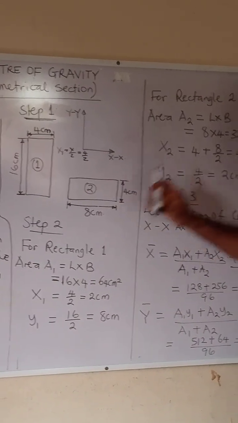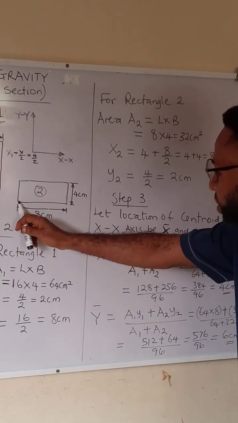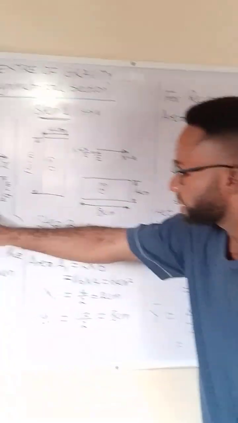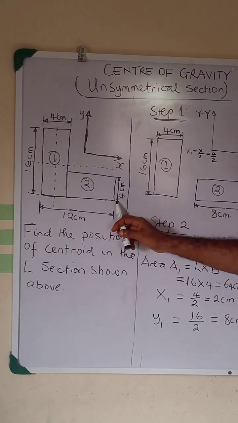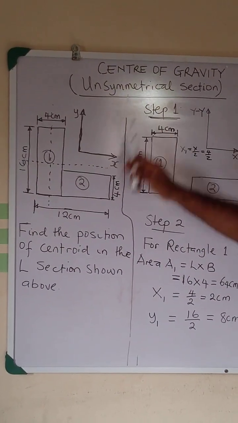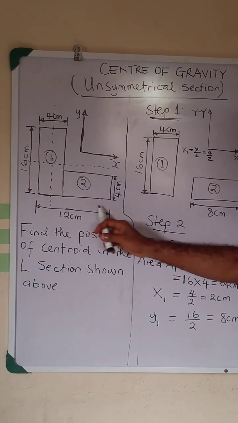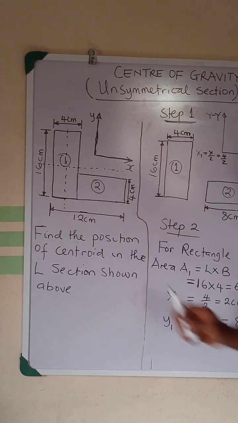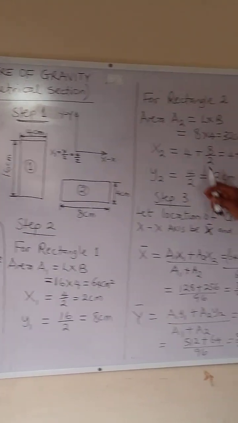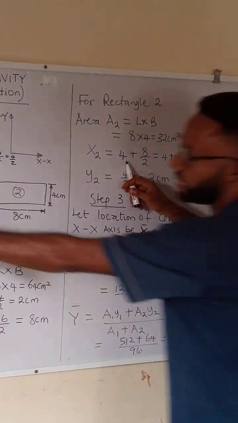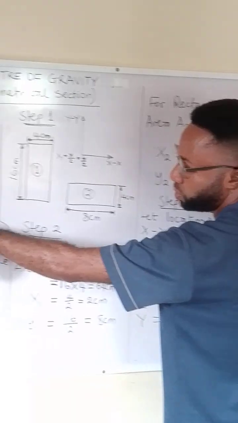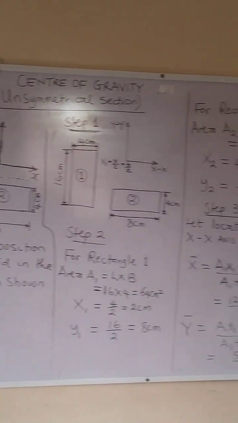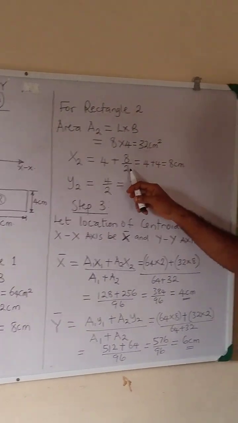And so we have to find x2 because we are dealing with the second rectangle, which is rectangle 2. So from here to here is 8 cm, which is the same thing as from here to this point. But note that what we took was from here to here, but there is another shape that is from here to here, which is 4 cm. And so that's why we are having 4, which is the first one from here to here, plus from here to here divided by 2. So we have 4 plus 8 divided by 2.